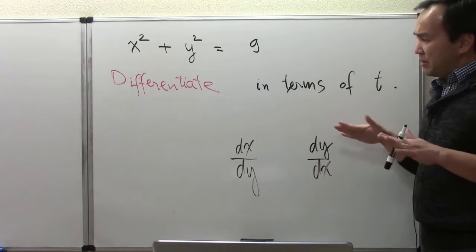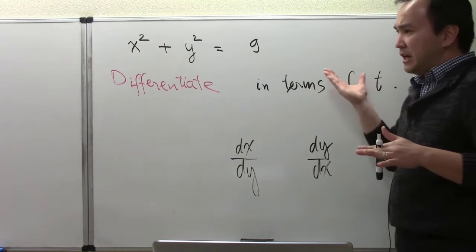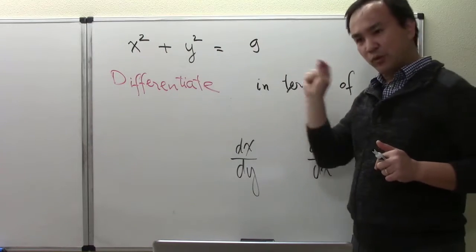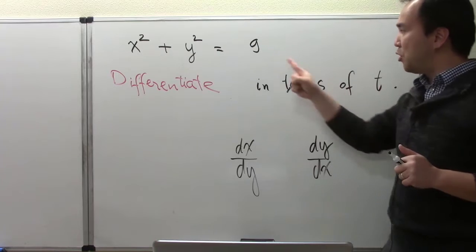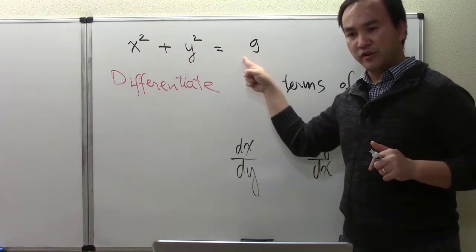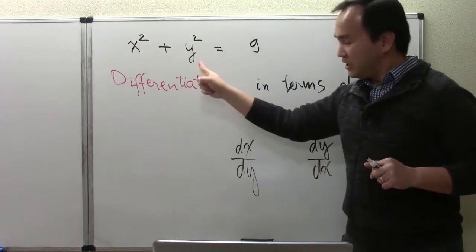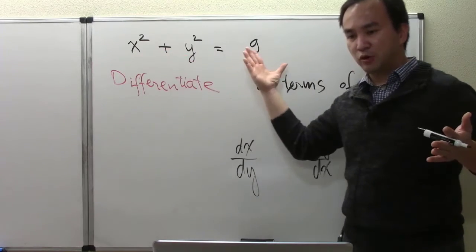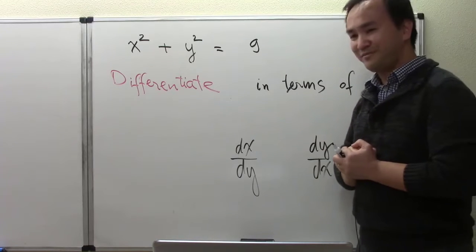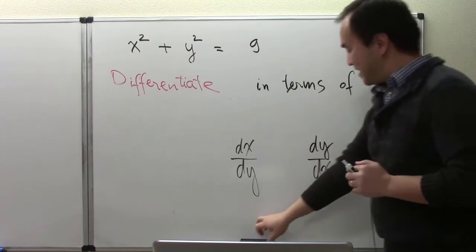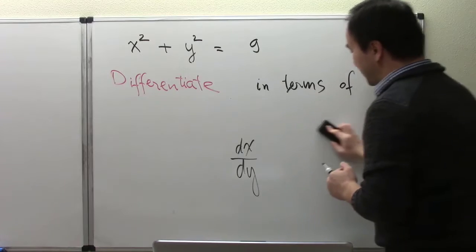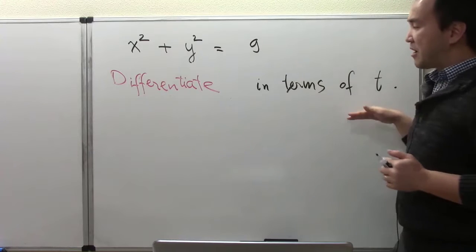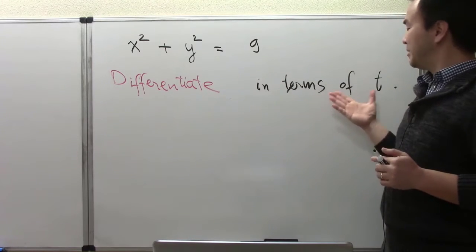But wait a minute. The variable t is nowhere found in this equation. That's what the problem is. I see an x variable, I see a y variable, and I see a constant. Is there any term here that has a variable t? None. And so in that way, there is nothing wrong with this instruction of the problem: differentiate in terms of t.